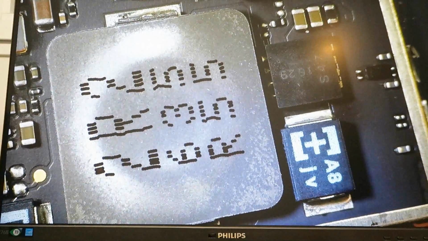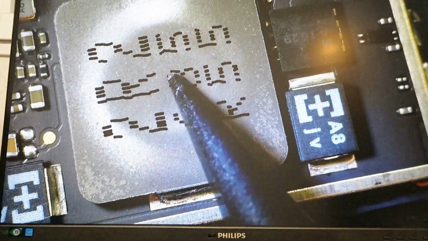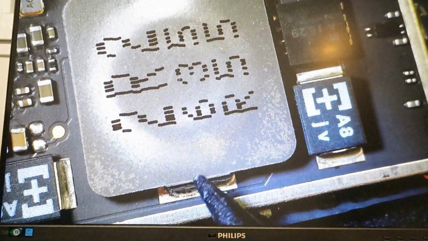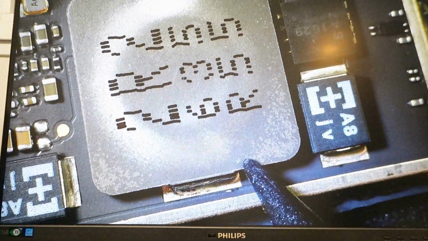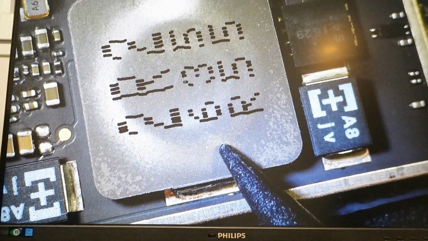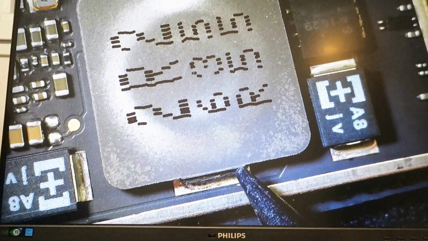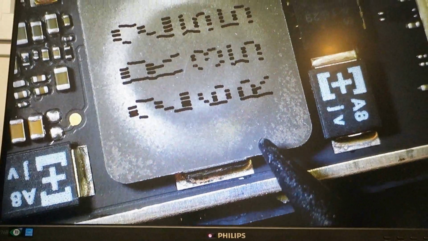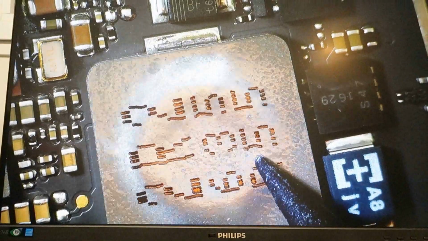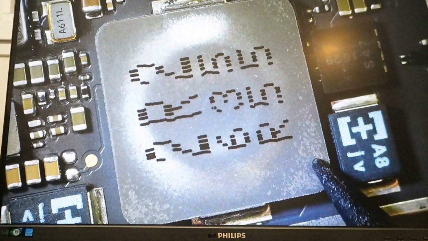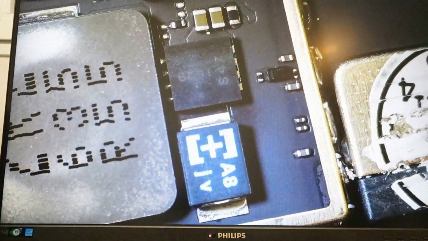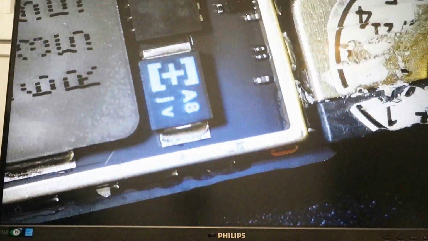Okay, this is also, by the way, a very big coil here, written 2R2, which is probably a 2.2 microhenry coil or something like this usually, and basically this is all.